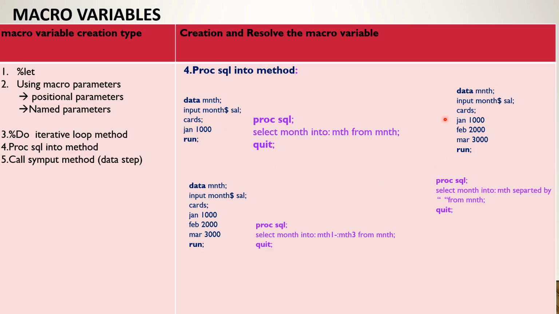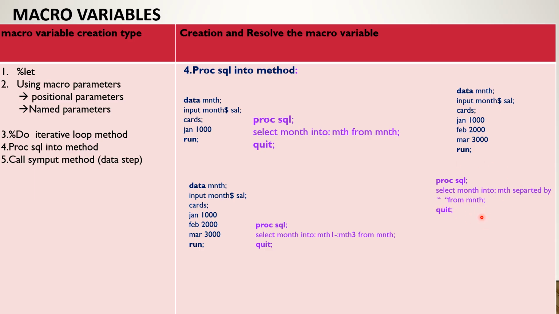If we have multiple observations, and I need all observations in a single macro variable, at that time what do you need to write? Same proc SQL select month. Here month is the variable. For which variable we are going to create the macro variable, that variable name we need to mention here. Then INTO, then colon, then the macro variable name, separated by space, from month.